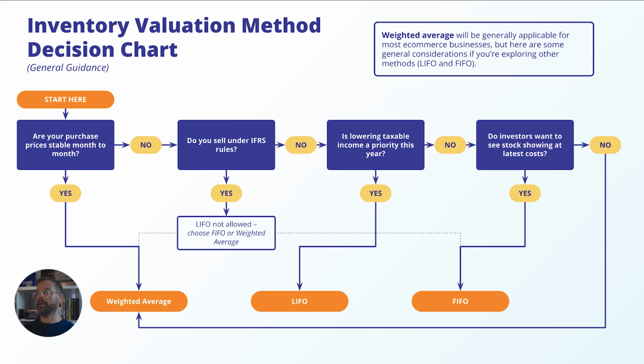Now, if they're not doing IFRS or a US business, etc., then we've got these decisions about, do you have a preference about having more profit and paying more tax? So the question is lowering taxable income a priority this year? And you say, yes, it is. I want to lower that income and that profit. I want to pay less taxes. Then you could be looking at LIFO if you're allowed to pick it in your region.